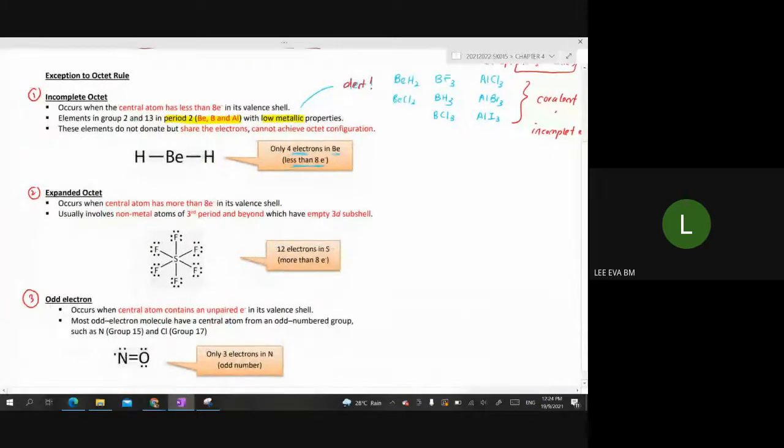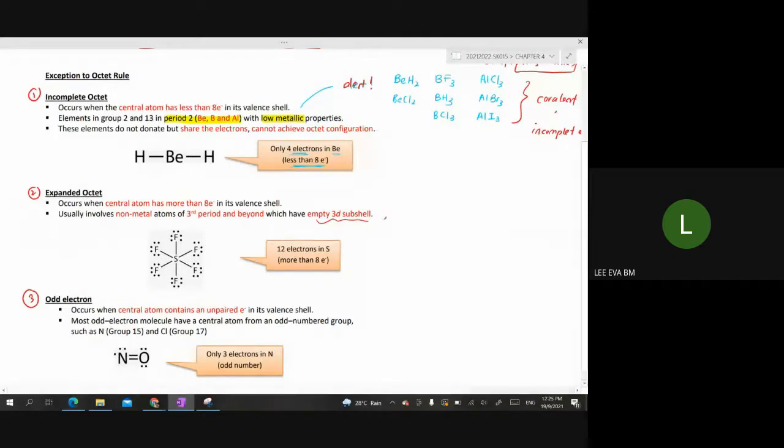Okay. And then we have the expanded octet for the second one. It occurs where the center atom has more than 8 valence electrons. It usually involves non-metals from period 3 and onwards. Period 3, period 4, period 5, because they have a d subshell. If it's from period 3, then 3d subshell. Period 4, then 4d subshell. This is important because when you have d orbitals, you can put in more electrons. That's why it can expand.